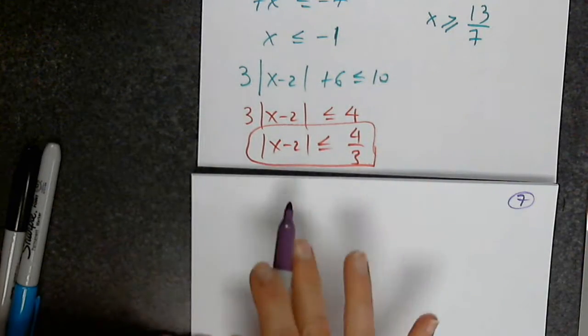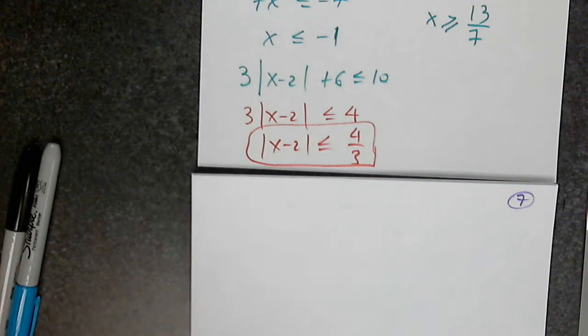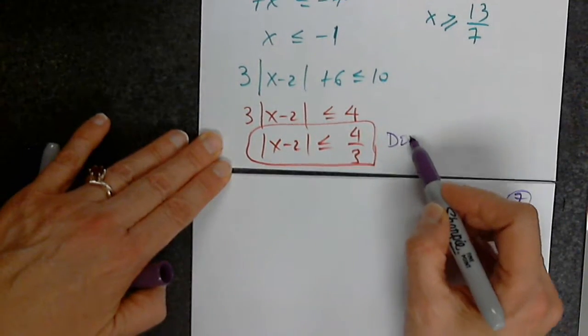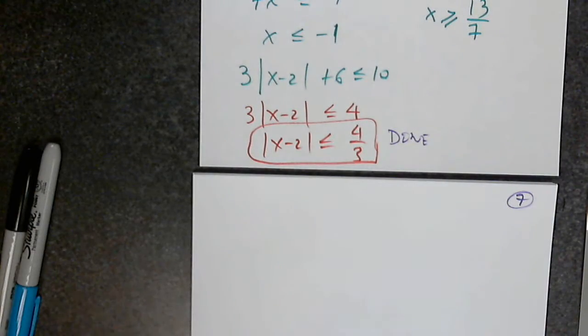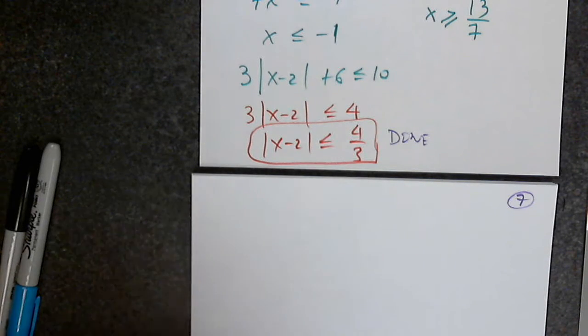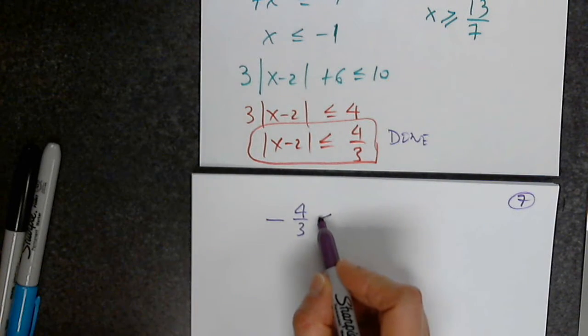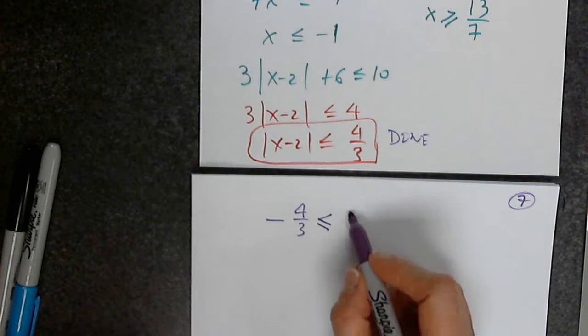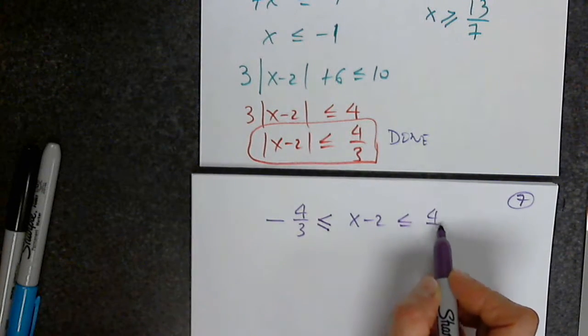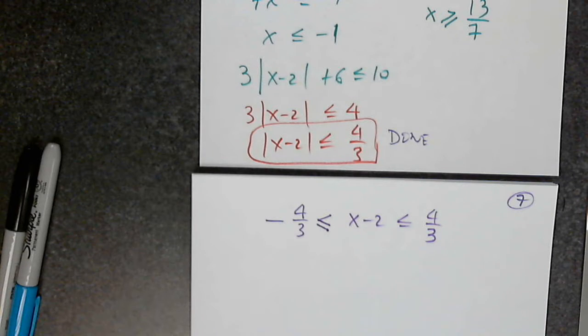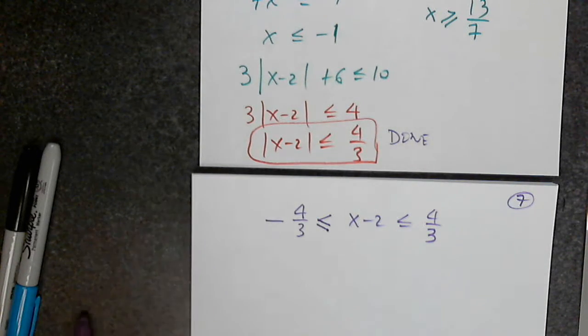Because I can't do anything here. I can't subtract. I can add 2. I cannot touch this absolute value. This is done in this form. But I can replace it by negative 4 thirds less than x minus 2 less than 4 thirds. Awesome. It's the in-between, between negative 4 thirds and 4 thirds. Very good.